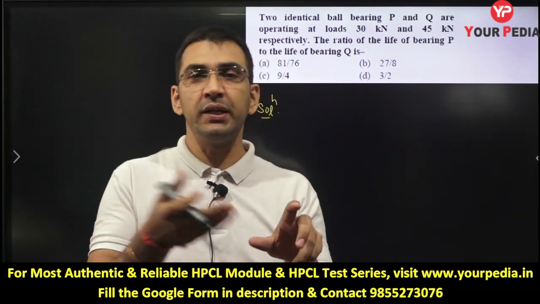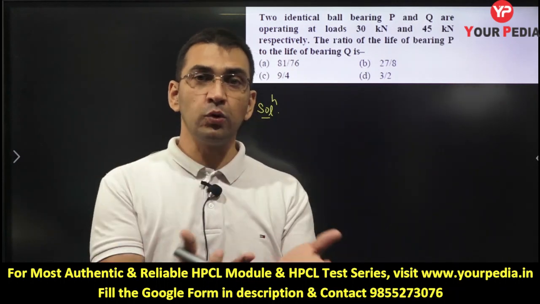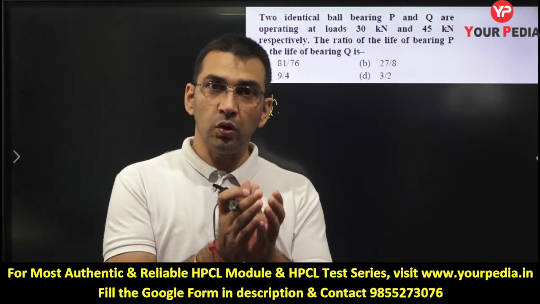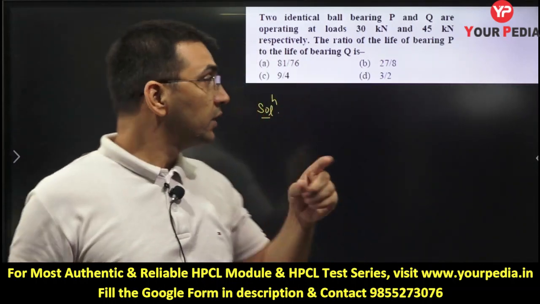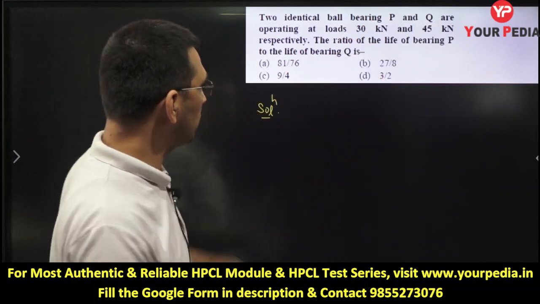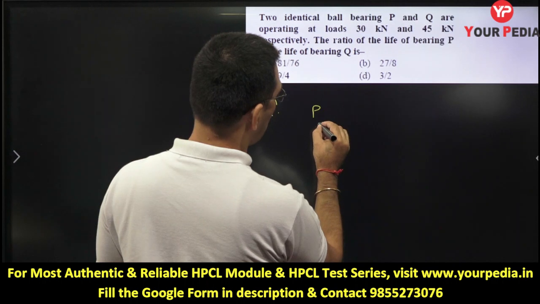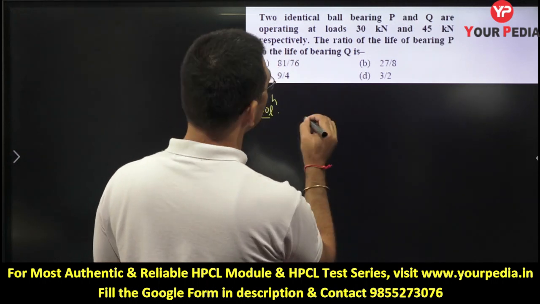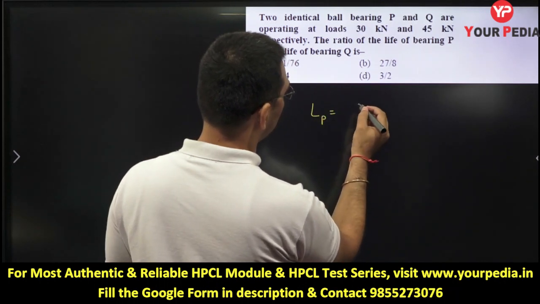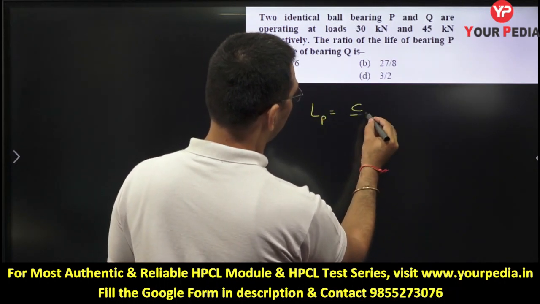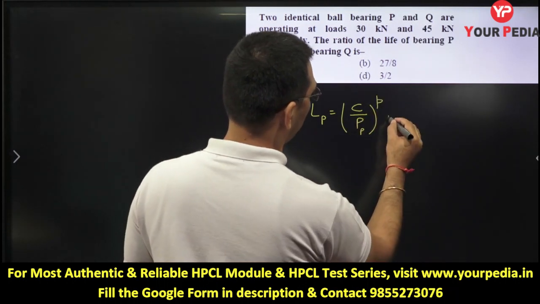Either the same bearing in any case, the dynamic load carrying capacity is the same, but it is an identical group of bearings, right? So in that identical group of bearings, the dynamic load carrying capacity is also going to be the same. So in this case, two identical ball bearings. Let us say I have this ball bearing P. Rating life for P is equal to C divided by the equivalent load acting over here, which is P, to the power p, million revolutions.